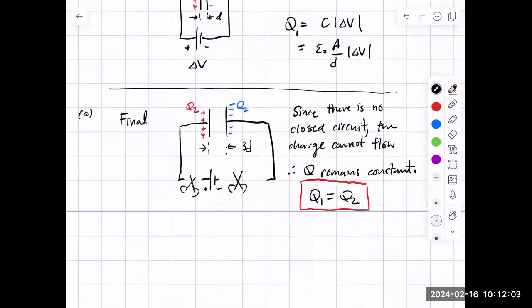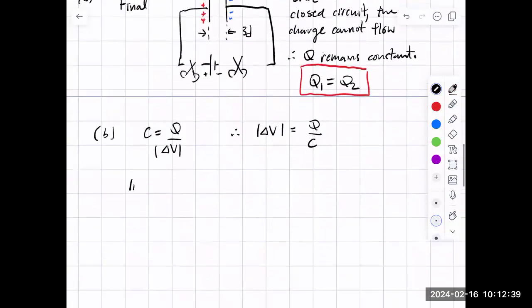Then in part B, what we're asked is to calculate the voltage. Okay, so let's see. C is Q over delta V. That's the definition of capacitance. So that means delta V, absolute value, let's say, is Q over C. And so all we have to do now is think about the initial and final cases. So let's do the initial case over here.